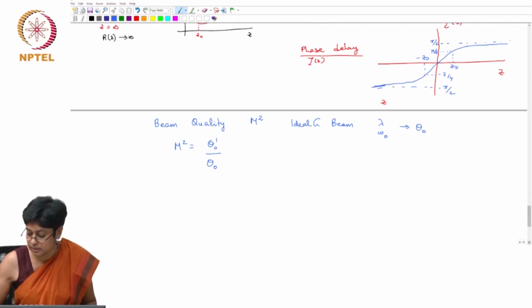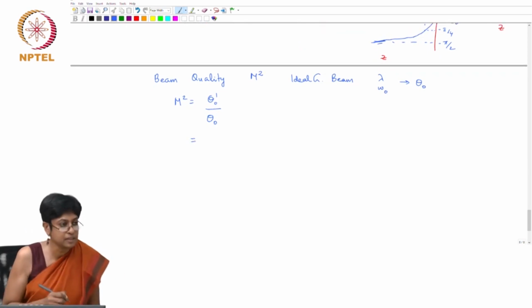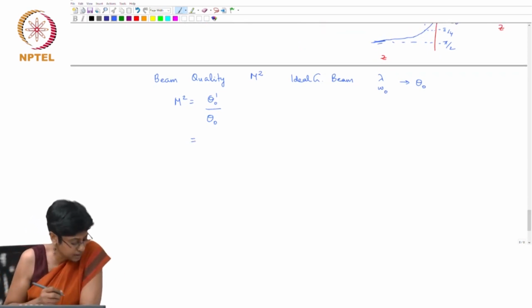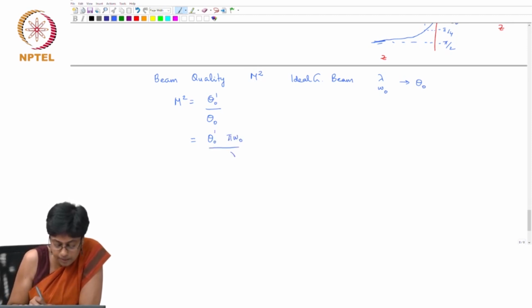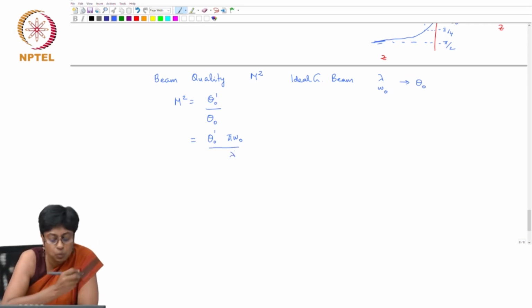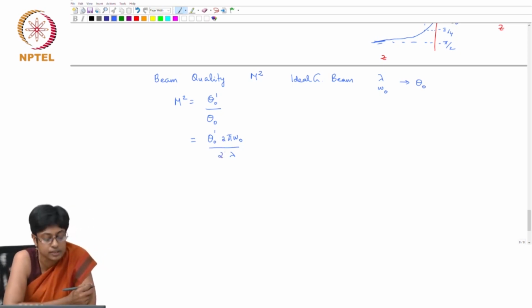And I can always define it in terms of theta naught because theta naught can be defined, of course, in terms of omega naught and lambda. So if I do that, M squared is, of course, this stays the same, but I will write it as pi omega naught by lambda. And often, because people want to talk about diameters, you may see it written like this so that it's 2 omega naught.